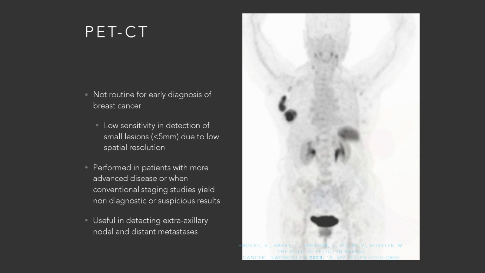And there's actually a low sensitivity in detection of small cancers due to low spatial resolution of PET-CT. So if we're talking about a 5 millimeter and 8 millimeter cancer, we may find that on mammography, ultrasound, MRI, but we may not actually see that on PET-CT. So PET-CT is performed in patients with more advanced disease, or when conventional staging studies are non-diagnostic or suspicious and we need more evaluation. PET-CT is useful in detecting extraaxillary, nodal, and distant metastases.